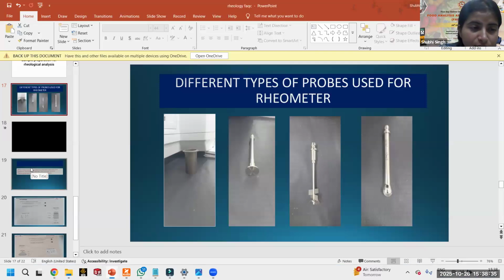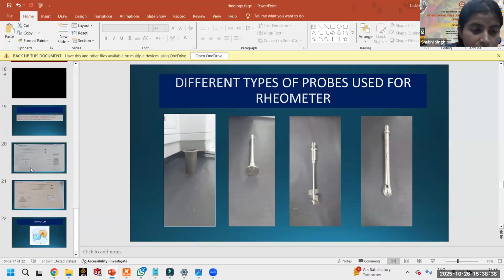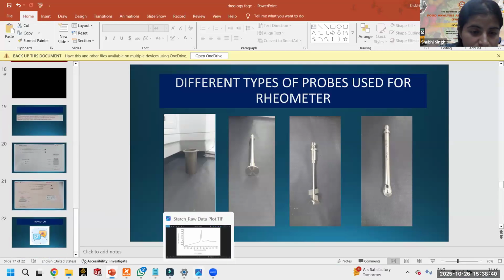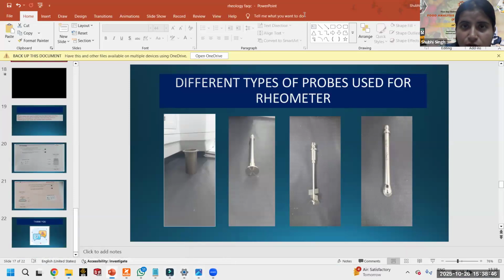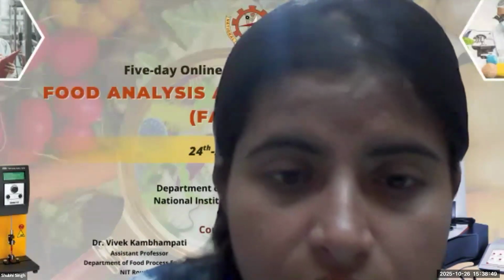Okay, so now we are going to see the video demonstration of rheometer. I'll stop sharing for a while and I'll start.